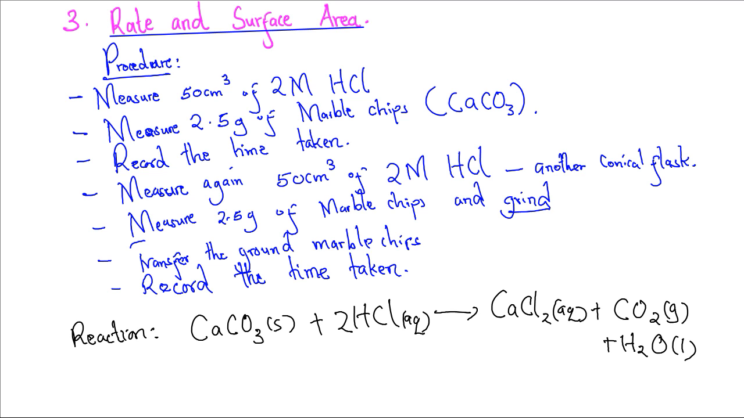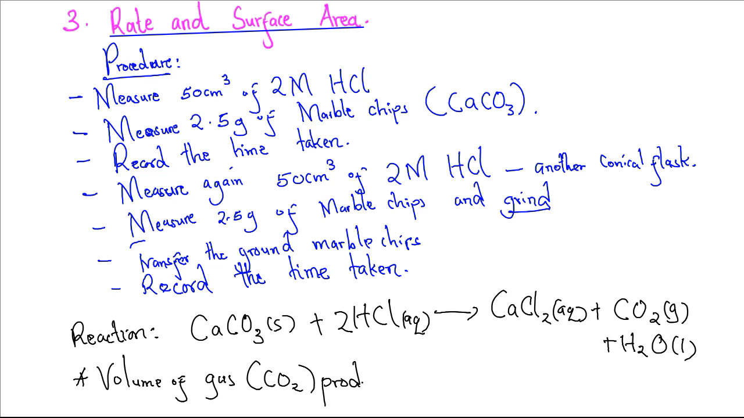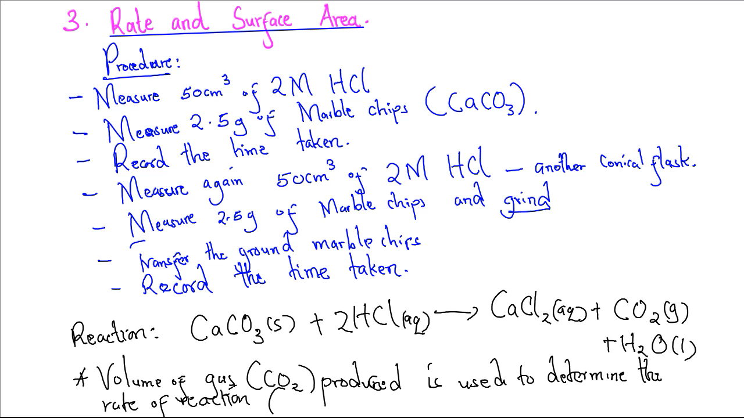The volume of this gas produced per unit time is what is used to determine the rate of reaction. Volume of the gas produced is used to determine the rate of reaction, and that is cubic centimeters per unit time. Volume per unit time, cubic centimeters per second, and that is the rate of reaction.